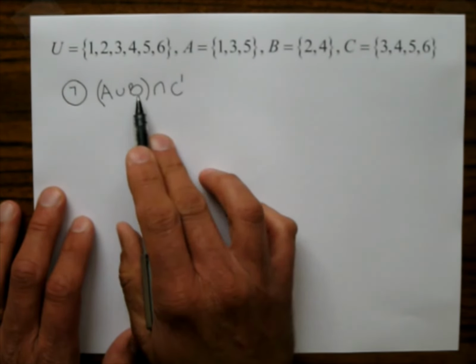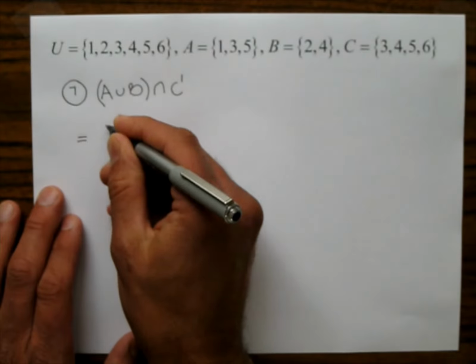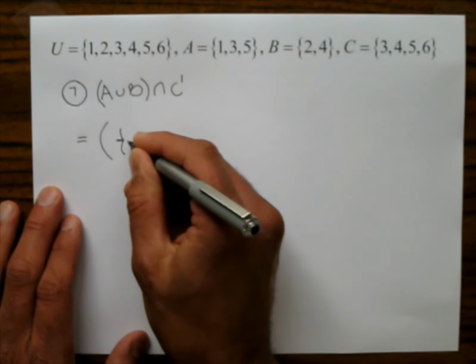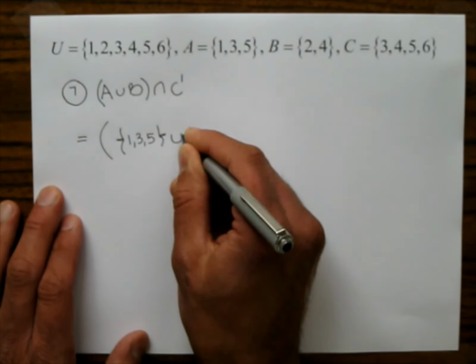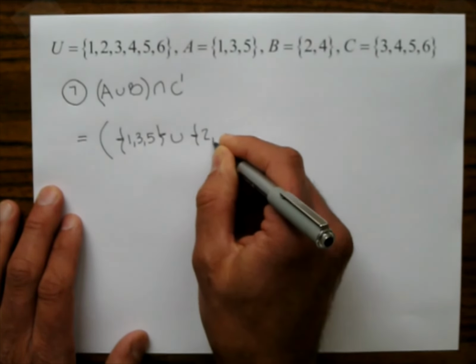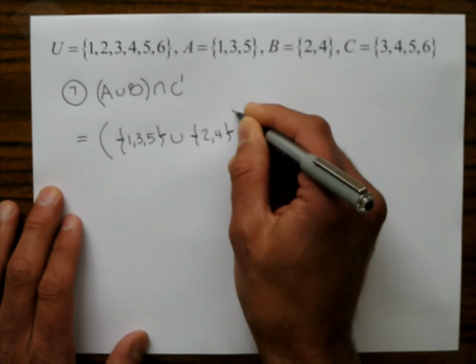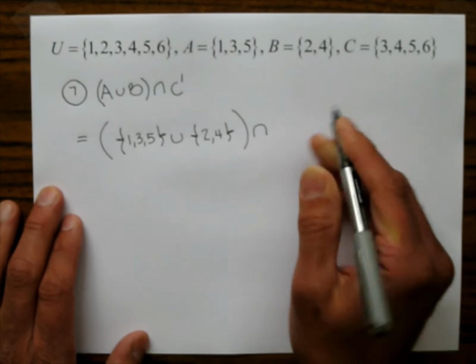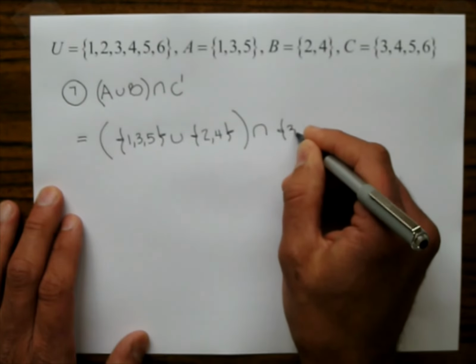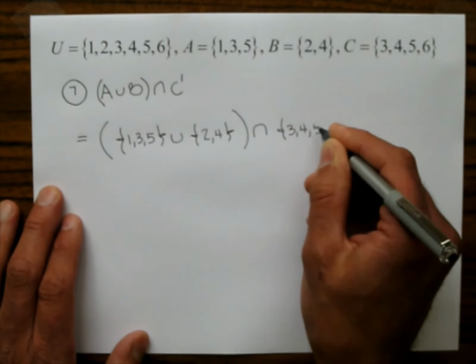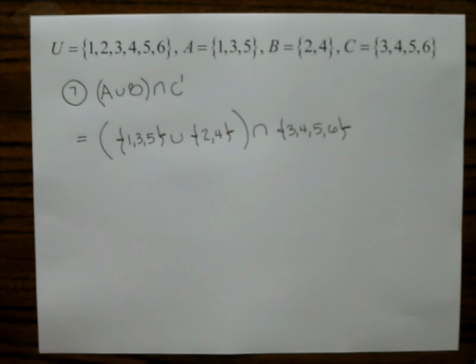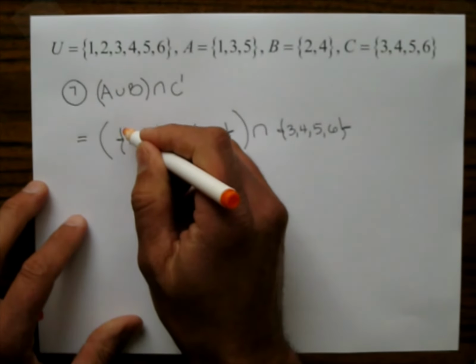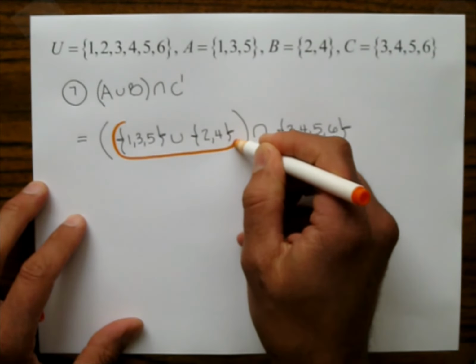So what I'm going to do is write this all out. A being 1, 3, 5. B being 2, 4. And then C is 3, 4, 5, 6. Okay, the highest on the pecking order is parentheses. So I'm going to simplify this first.